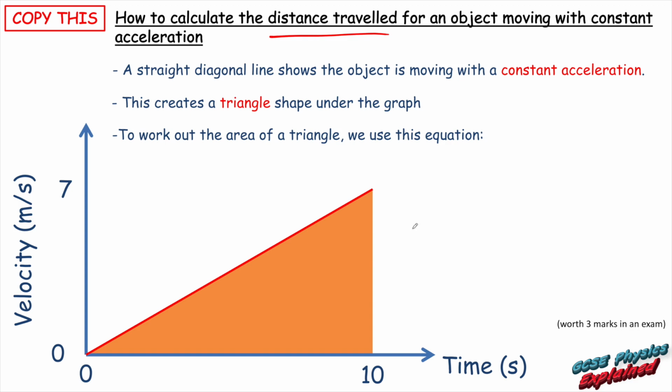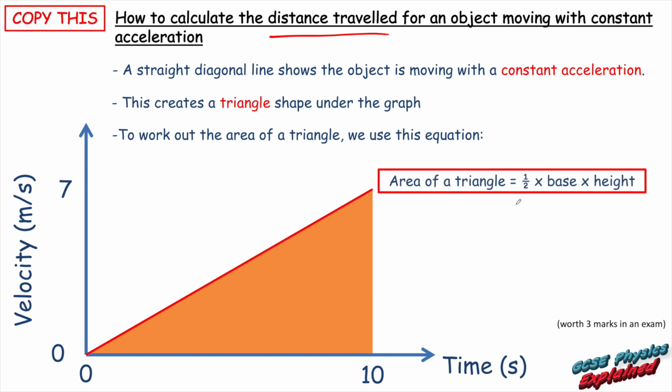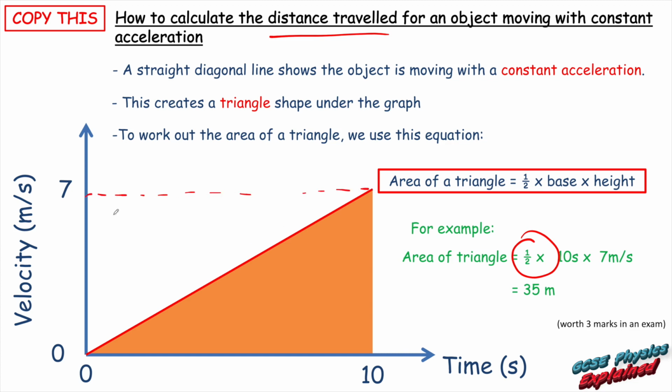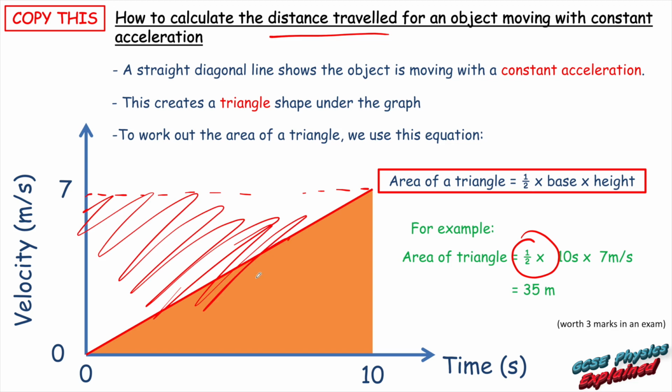So, from maths, you'll know that the area of a triangle equals a half times by the base times by the height. So, for example, the area of this triangle is a half times by 10 times by 7. And that's going to give us 35. Now, make sure you remember to half it. There's a lot of students forget to half it. If you don't half it, you're going to work out this area as well as this area, and we don't want that top part there. So that's where the half comes from.